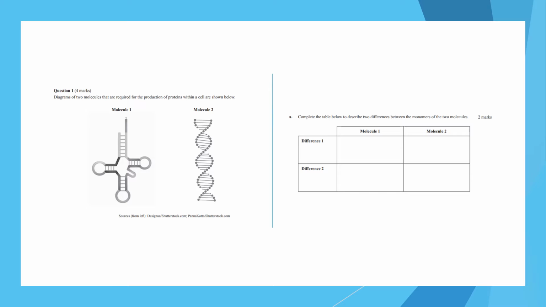Question 1, worth 4 marks in total, starts with two diagrams of molecules that are required for the production of proteins within a cell. Molecule 1 is a single nucleotide chain, so this must be RNA. Specifically, this is a transfer RNA given its shape. Molecule 2 is a double helix structure, so this must be DNA. Part A of the question, worth 2 marks, asks you to name two differences between the monomers of the two molecules.